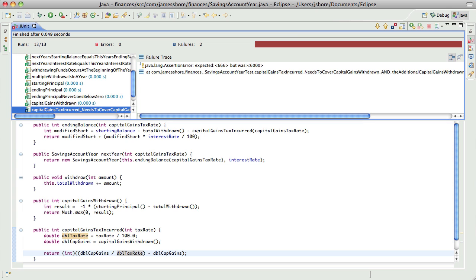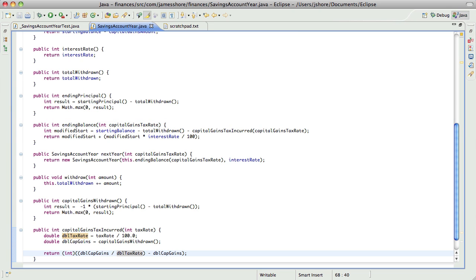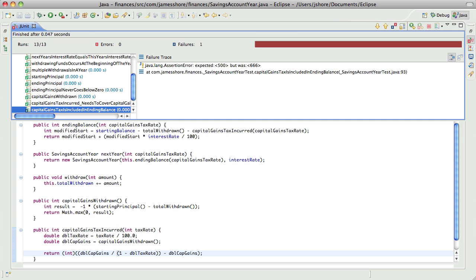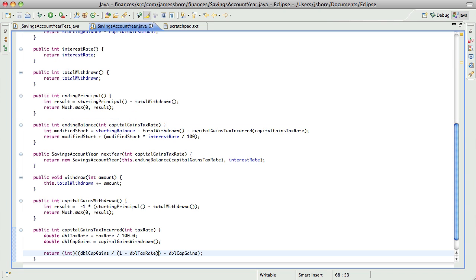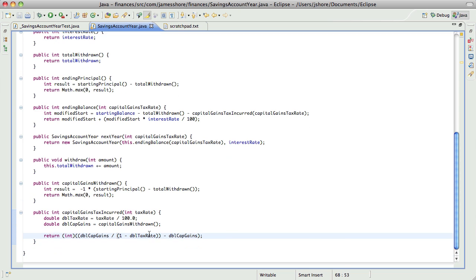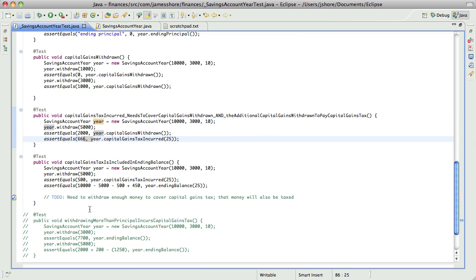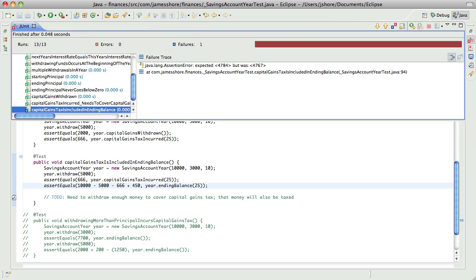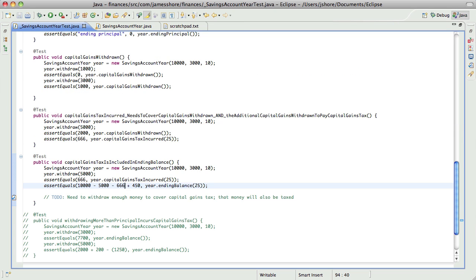Expected 666 was 6,000. Oh, and I've somehow lost my 1 minus along the way. Expected 500 was 666. Okay, that's the correct answer, but somehow it's okay. So right here, capital gains tax is included in ending balance. It's not right at all.